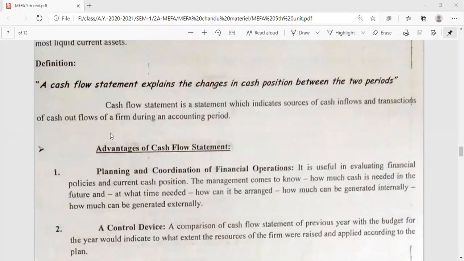We have some advantages of cash flow statements. What are they? First one is planning and coordination of the financial operations. If you have a proper cash flow statement, based on the requirement you'll have proper planning of utilizing the cash, or if you don't have sufficient cash, you'll get it from somewhere else. It is also useful in evaluating financial policies and current cash position.